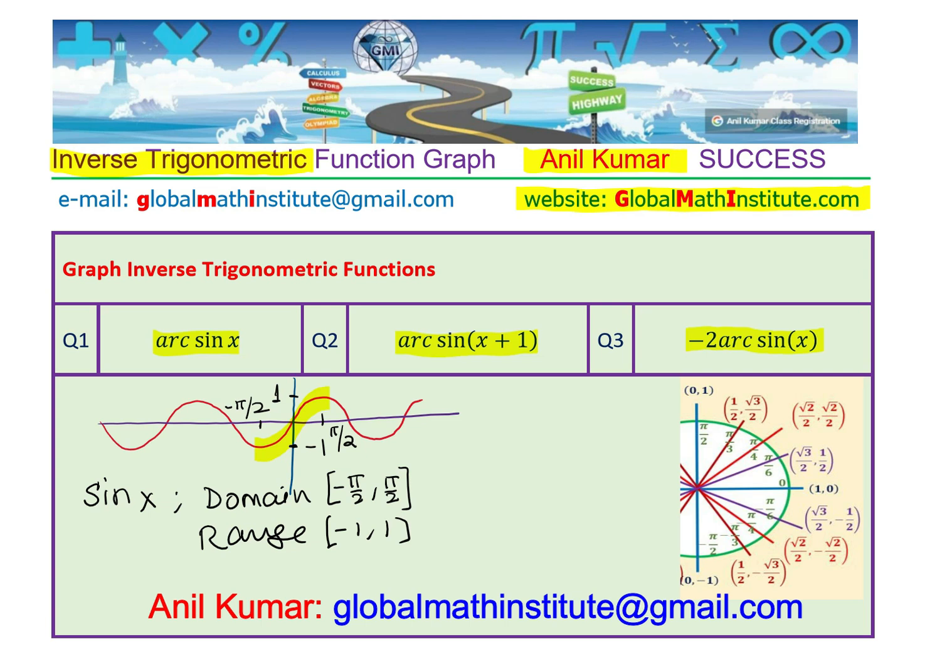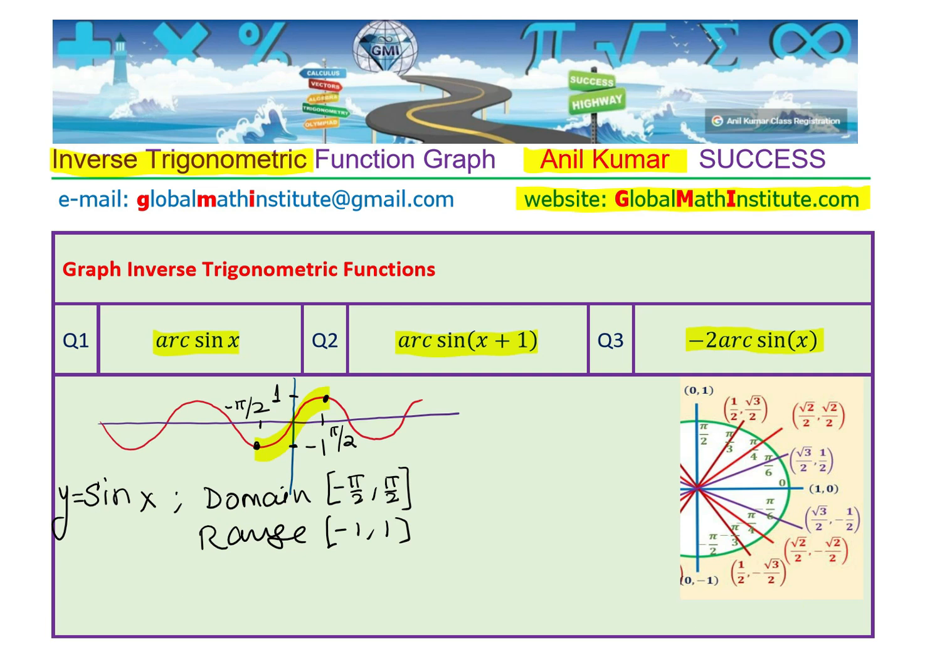As you can see, sine x is always increasing. So that's the graph of y equals sine x, which you are very familiar with. The only thing we have done now is restrict the domain from minus pi by 2 to pi by 2 so that the inverse is a function. Perfect. Now, the idea is how do we sketch the graph of the inverse function?